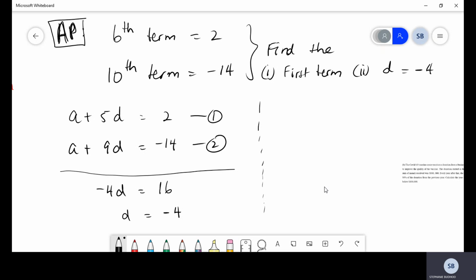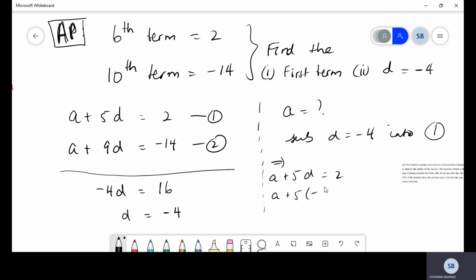And the first part, to find the first term a, we would simply substitute that value of d being equal to negative 4 into either equation 1 or 2. I pick the one that has positive values for obvious reasons, and you'd get a plus 5d is 2. So that gives us a plus 5 by, we got d to be negative 4. So that's a minus 20, giving us 2. So a must be equal to 22. So we found a to be equal to 22. And those are our values for this question.